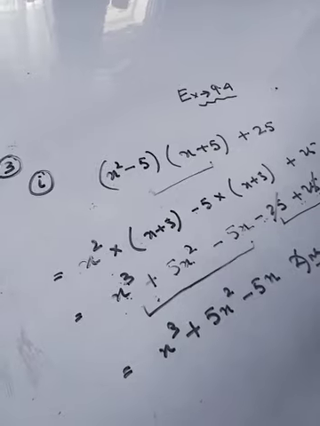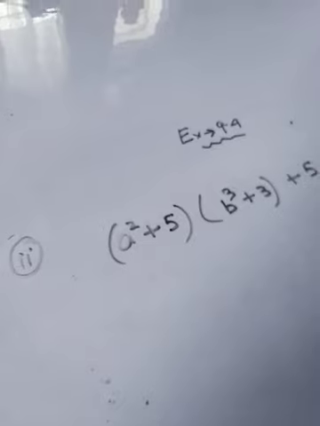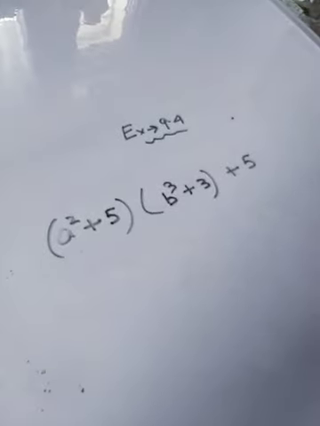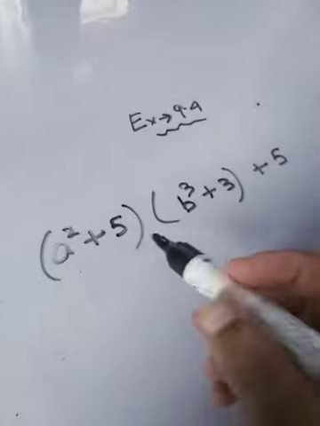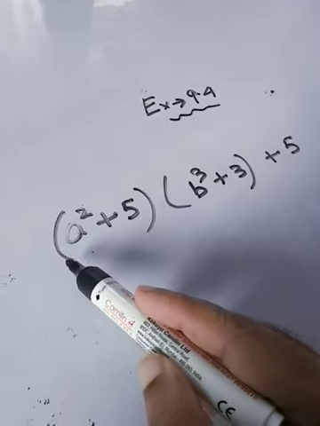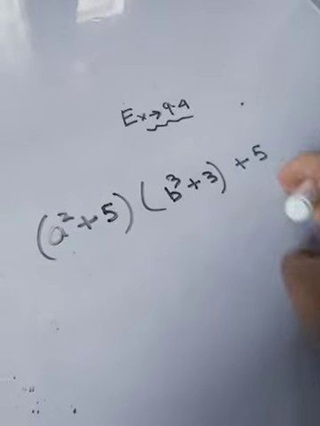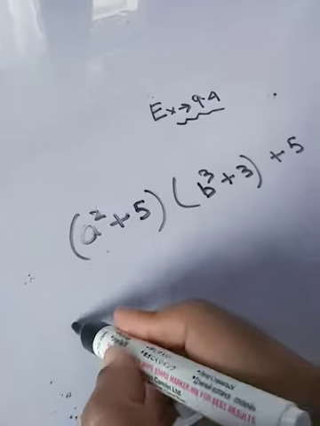Now let's move on to sum number 2. This is sum number 2. Very similar to sum number 1. So again you have to do the same thing, that is, again you have to multiply binomial into binomial. Whatever would be the product, you have to add with the constant term. Okay. So again let's start.